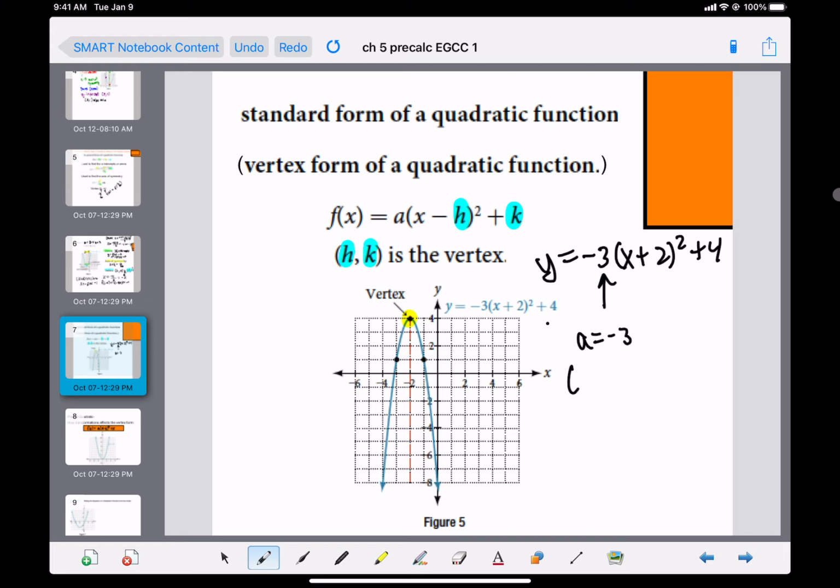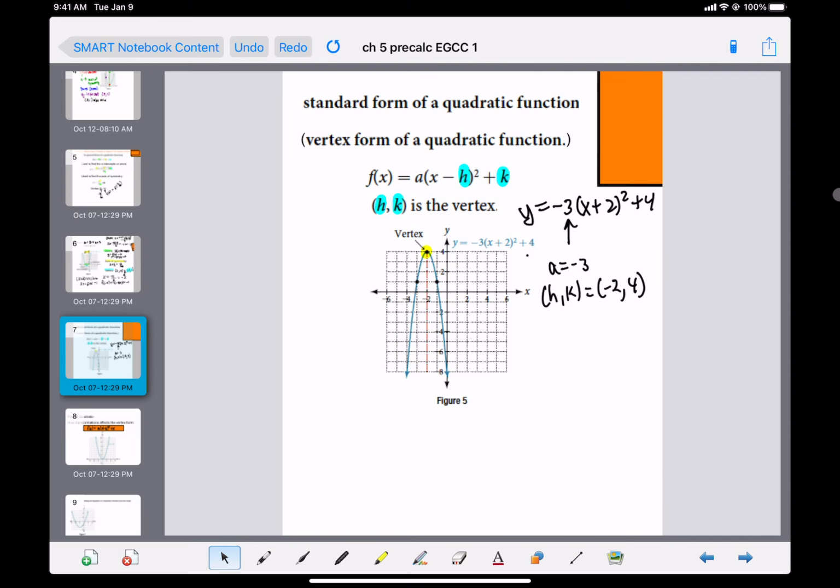Our h, k in this point, this one is going to change sign. So instead of a plus 2, it's the opposite. You have to take the opposite of h, because that's negative h sitting there. So that's negative 2, positive 4. And as you can see in the graph, our axis of symmetry is through negative 2. Our point is negative 2, 4. Just remember that.